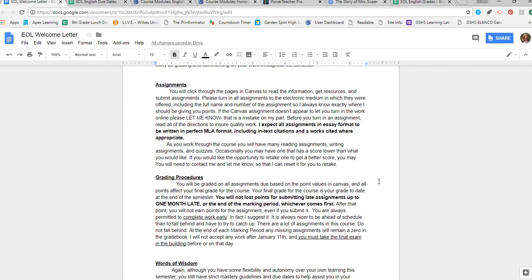For assignments themselves, your course is in Canvas, so you're expected to submit your assignments in Canvas unless it asks you to turn it in somewhere else. So you need to click through all the content pages to get the information and the documents, and then you submit them to the assignment page.